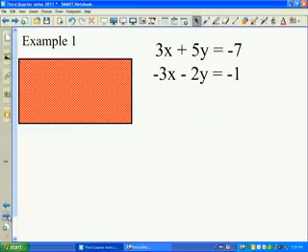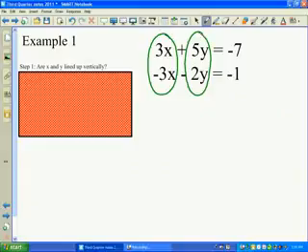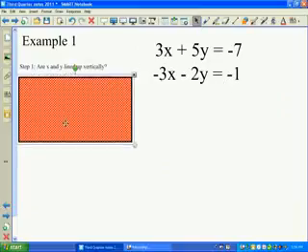So for example number 1, we have 3x plus 5y equals negative 7, and negative 3x minus 2y equals negative 1. The first thing I should be thinking of: are my x's and y's lined up vertically? If I were to put ovals around my x's and y's, are they lined up? In this case, they are. Up and down, I definitely have my verticals for my y's and for my x's.